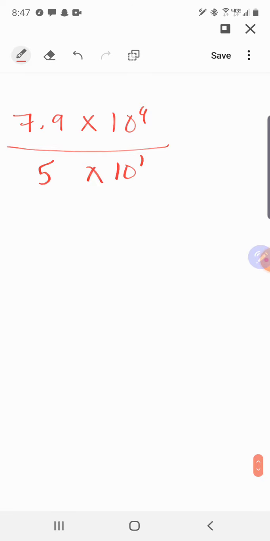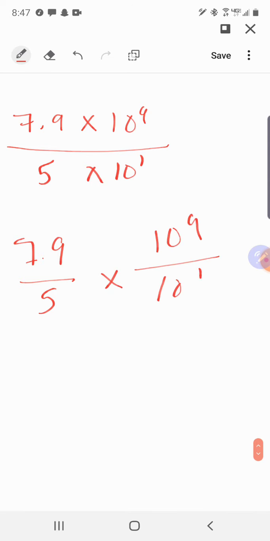So the same process. This is now our third problem that we're dividing scientific notation, and I have done it the exact same way every single time. So the first step that I'm going to do is split apart the two numbers. I'm going to take 7.9 and divide by 5, and I'm going to divide 10 to the 9th by 10 to the first.